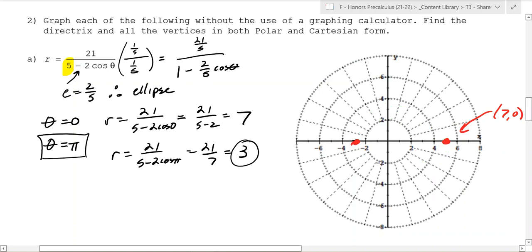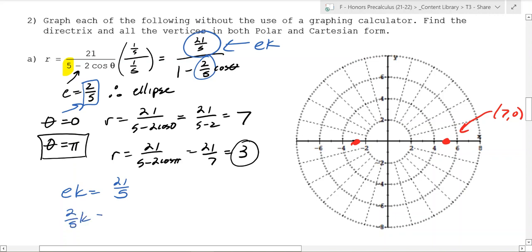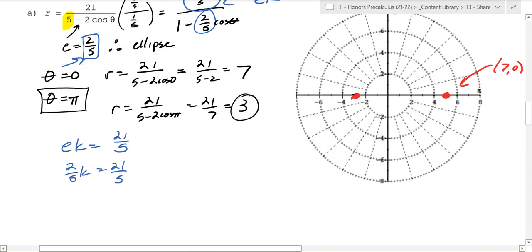So what we can do now is solve for our k. We do that because we know that the e value is 2/5. So what do we know here? We know that e times k is equal to 21 over 5, which is this value. We know that e is equal to 2/5 right here. We get it from right there. So we end up with 2/5 k is equal to 21 over 5. So this tells us that k is equal to 10.5. But because this is a minus sign, the directrix is going to be x is equal to negative 10.5, excuse me.